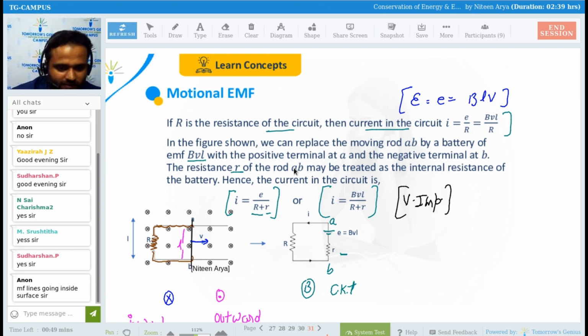This is the wire. I move this wire in this way. Due to the motion, an EMF is going to be generated, a voltage BLV. So there is a current going to be in this circuit.